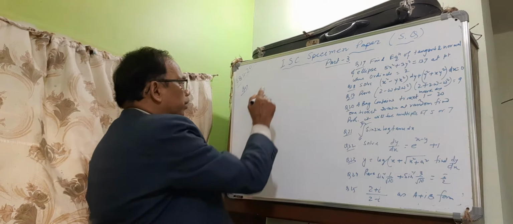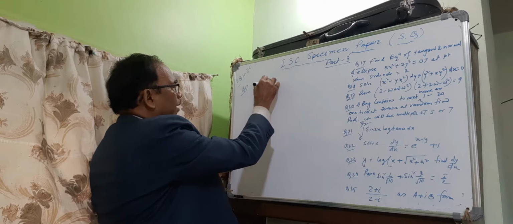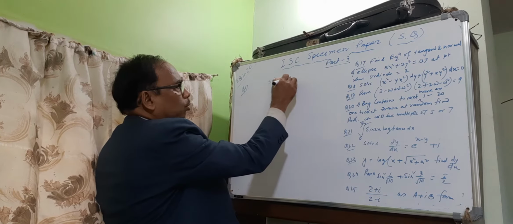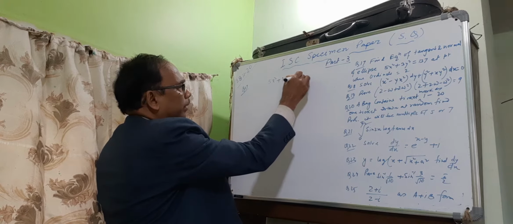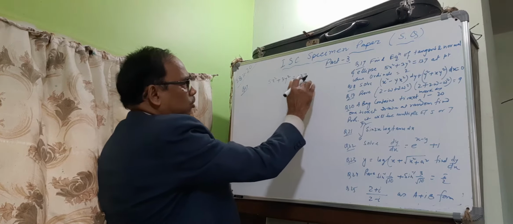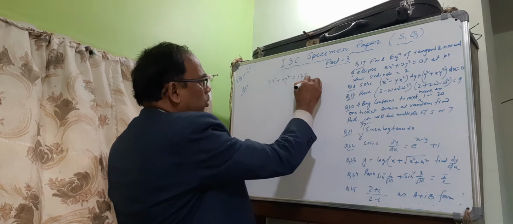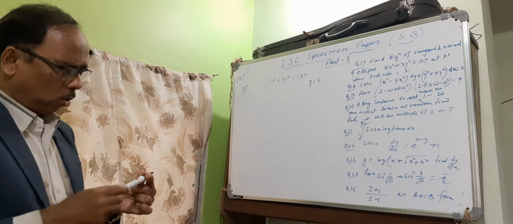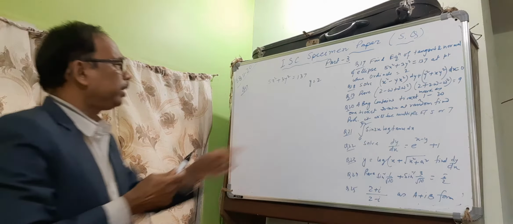Ordinate means y coordinate. Here it is given 5x square plus 3y square equals 137. Abscissa is the x coordinate. Ordinate is the y coordinate. Here y equals 2.